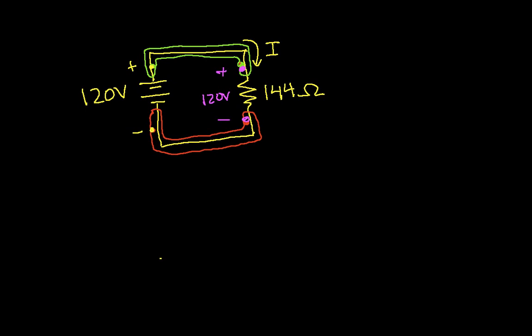Also, we'll wait to talk about the current for another example in just a minute. Okay, so I want to find the current. Well, according to Ohm's law, the current is the voltage across the resistor divided by the resistance. We've just said that the voltage across the resistor is 120 volts. That's this value right here. The resistance is 144 ohms.